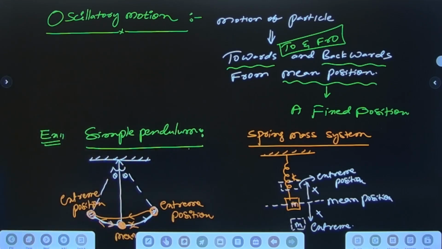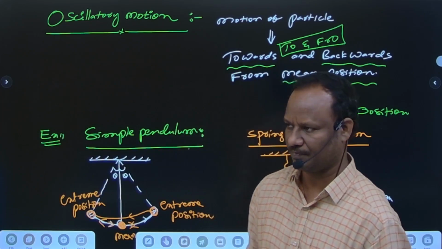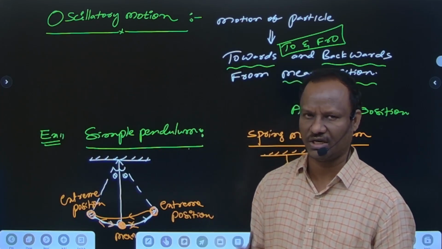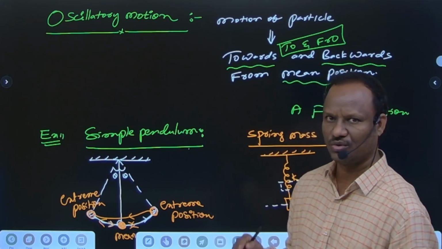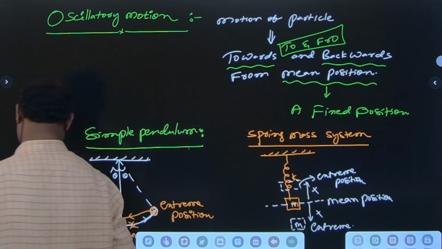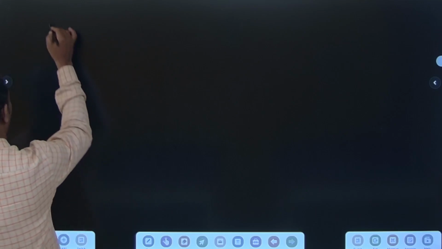The vibration of a string in a sitar, or the vibration of a wire in a guitar, all these are examples of oscillatory motion. Next, after oscillatory motion, what is harmonic?